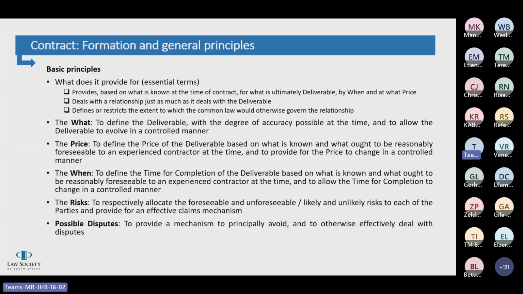Then the when. A construction contract will also define a time for completion of the deliverable based on what is known and what ought to be reasonably foreseeable. Again, the rain is an example for this as well. If you know that rain will fall during a particular period or season when you have to perform the works, that is a risk that needs to be catered for in preparing your program. And then the risks: to respectively allocate the foreseeable and unforeseeable, likely or unlikely risks to each of the parties and provide for an effective claims mechanism. We will consider the claims mechanism later on in the presentation.